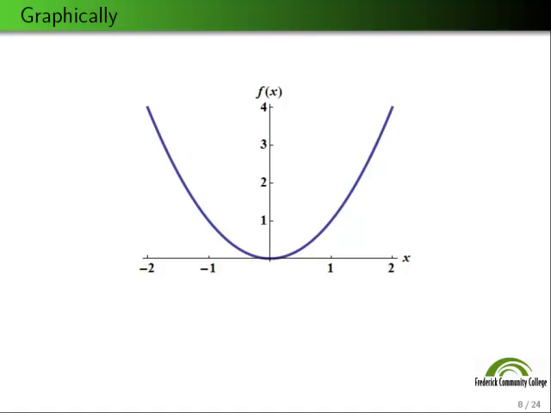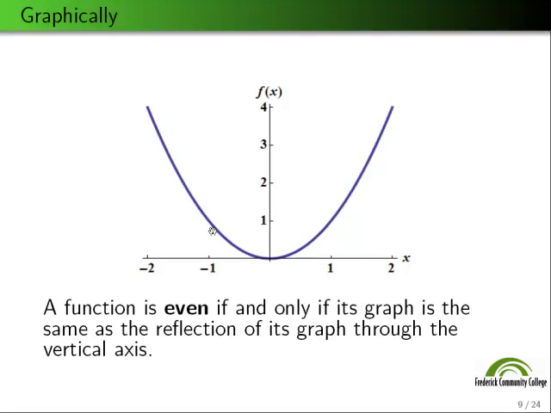Now let's look at this graphically. What this is telling me is that, for example, 1 gets sent to 1. If we go over, negative 1 also gets sent to 1. 2 gets sent to 4, and negative 2 gets sent to 4. That is, f of 2 equals f of negative 2, f of 1 equals f of negative 1. And what this represents is, if you folded this graph along the vertical axis here, it would lie on top of itself. Any even graph is going to have that.